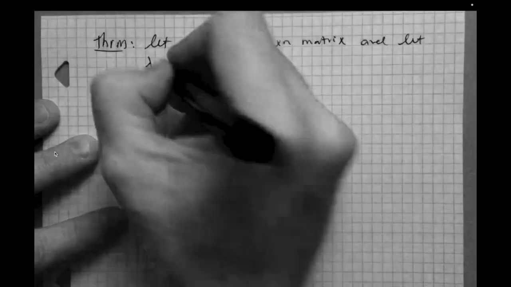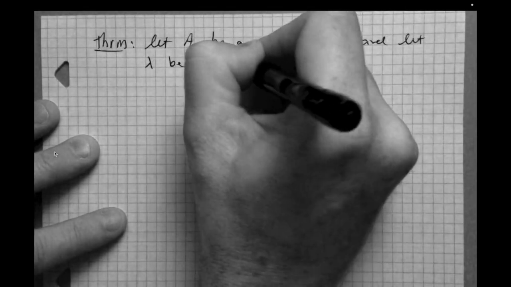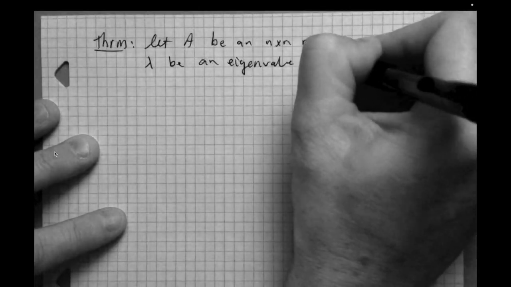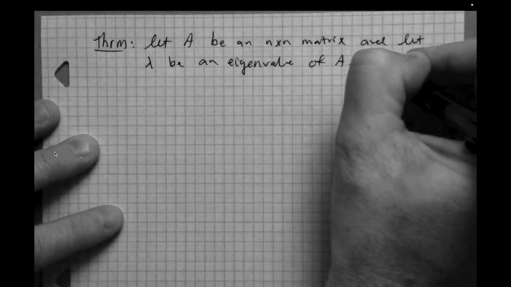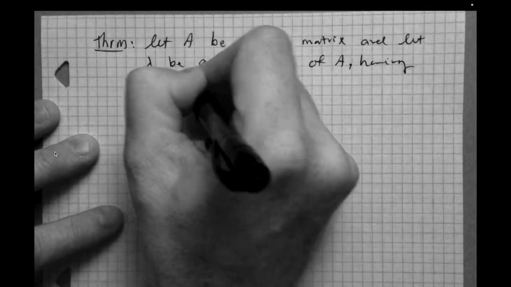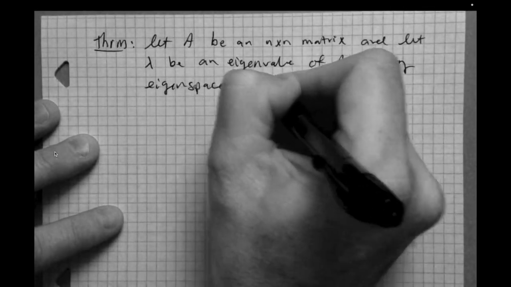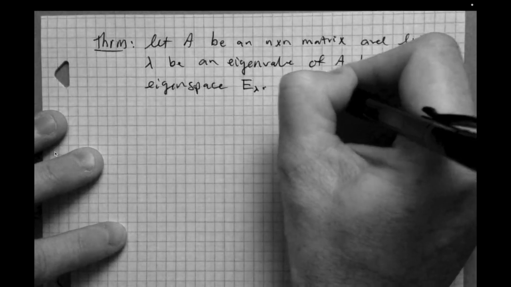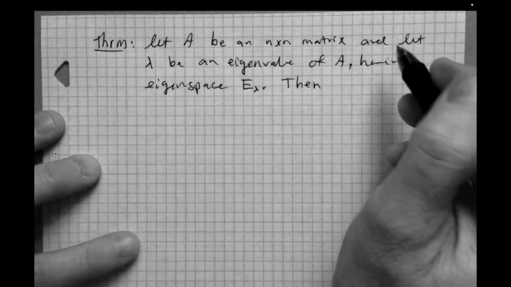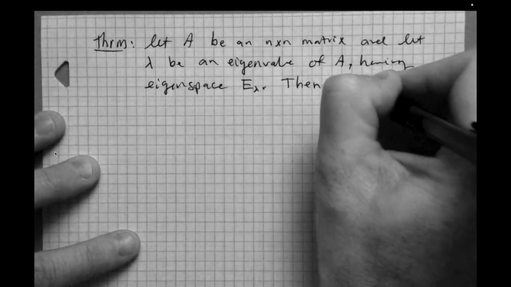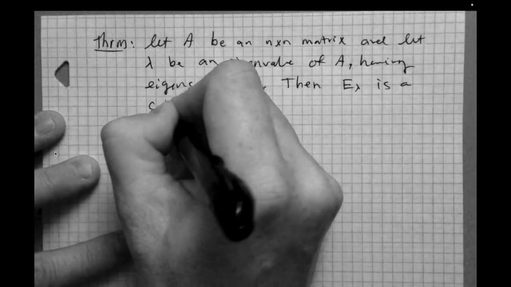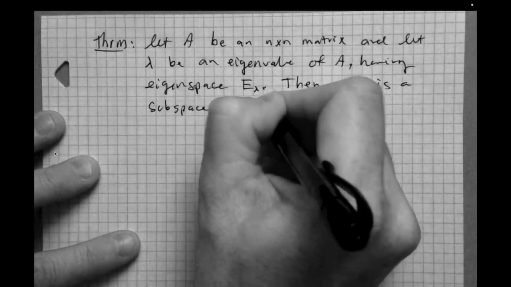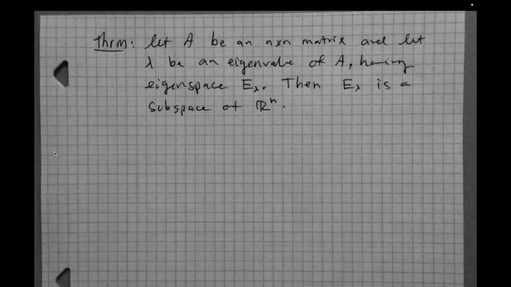And let lambda be an eigenvalue of A. Okay, and we'll say A having eigenspace, which we'll denote by E lambda. And so the theorem basically is that this eigenspace is a subspace of Rn. E lambda is a subspace of Rn. Okay, so that is the theorem.